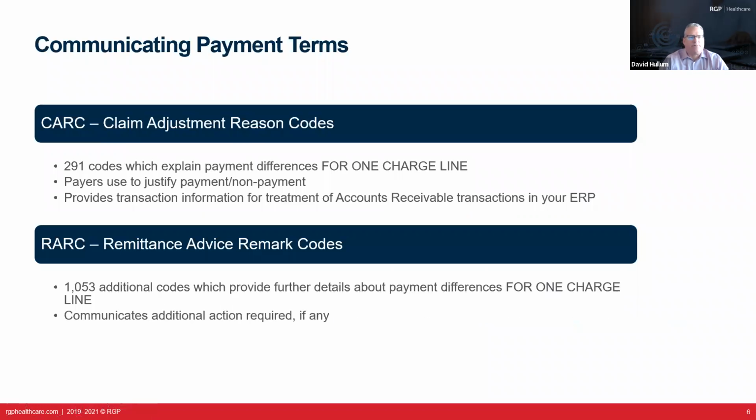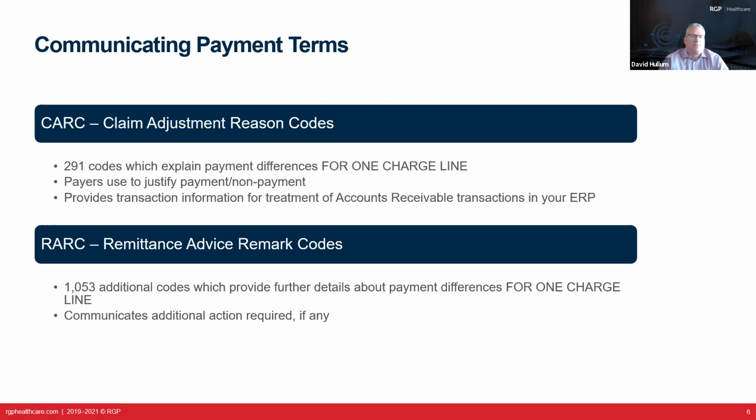So when we dive deeper into CARC and RAR codes, we know that CARC codes are claim adjustment reason codes, right? As I stated, there's 291 codes which potentially explain payment differences for each charge line. Probably should have said each charge line instead of just one. Obviously, payers use this to justify payment or non-payment of a claim, or at least a charge line within the claim.